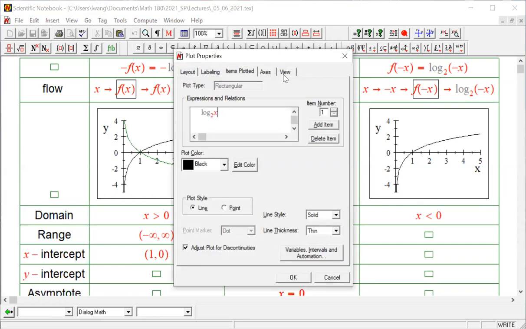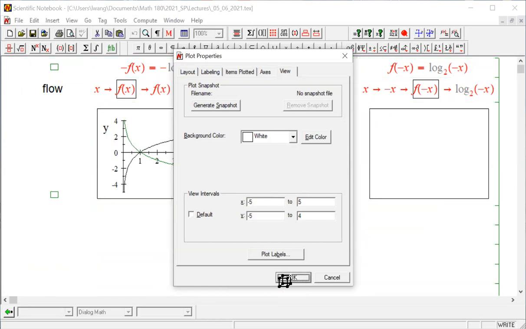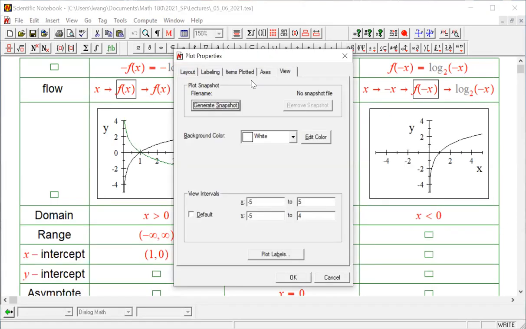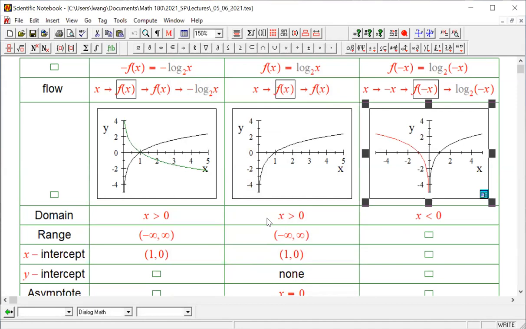Does everybody agree with that? Log base 2 of negative x. I'm going to put it red. Okay, very good. Now, what is the range? Stays the same. Still the same.